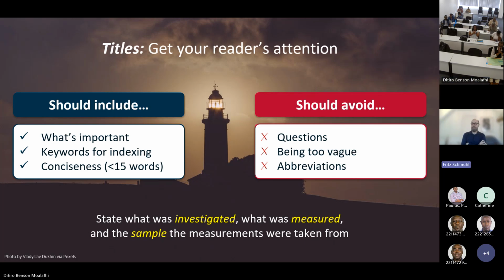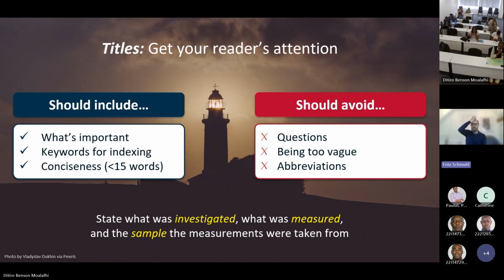Importantly also, the title works in conjunction with two other elements in your article, and that would be the abstract and the keywords. The indexing services in particular will look at all three of those. So you have to think about what the working relationship is between those three areas.